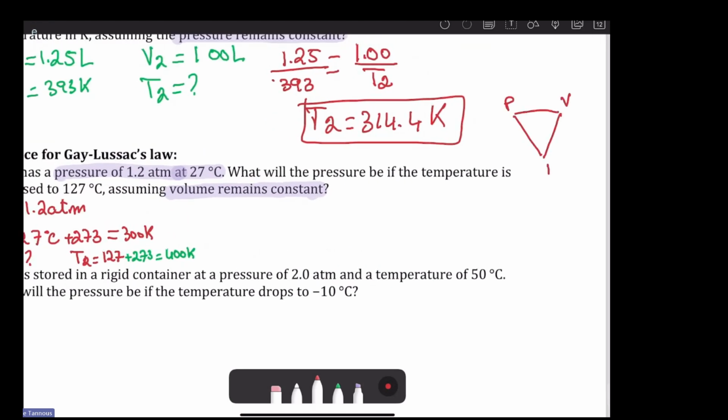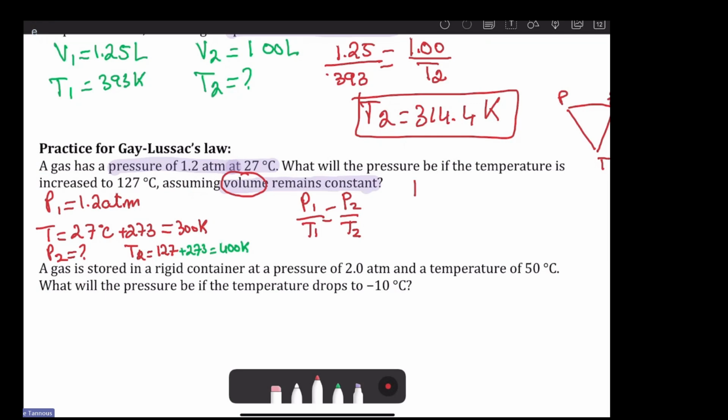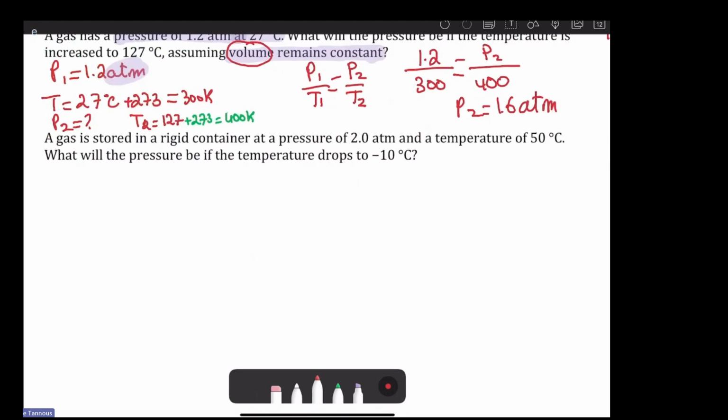Here's my favorite triangle, P, V, T. They said volume constant. So my formula is P over T. So P1 over T1 equals P2 over T2. So 1.2 over 300 equals P2 over 400. So 1.2 times 400 over 300. So the pressure is 1.6. Now, what's the unit? ATM. So you write ATM.